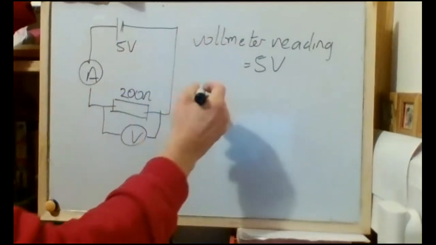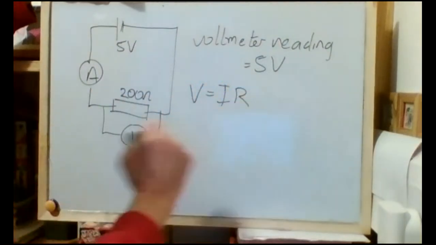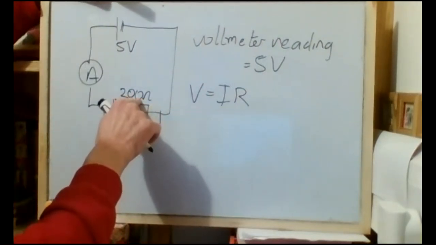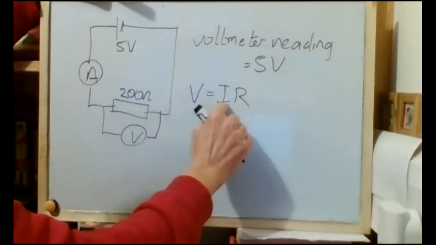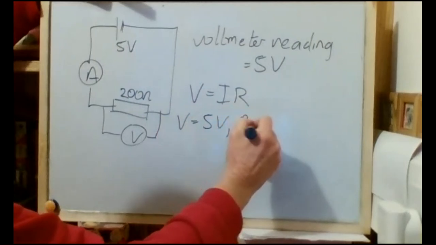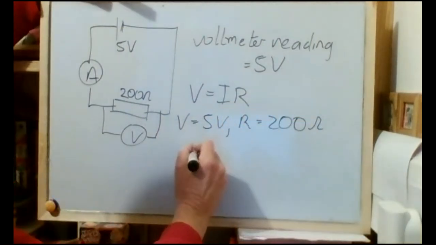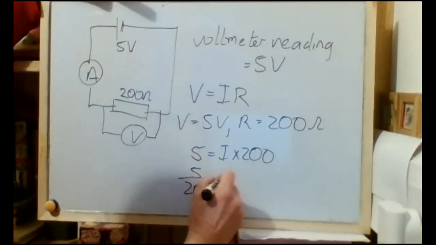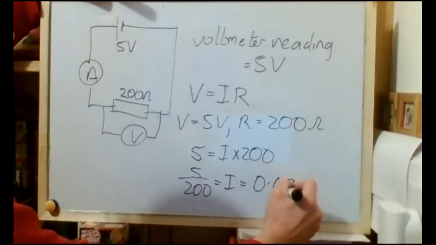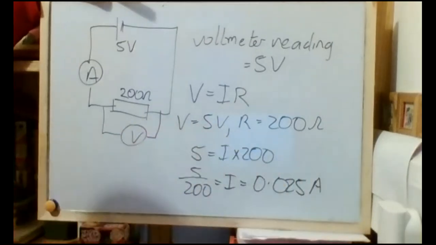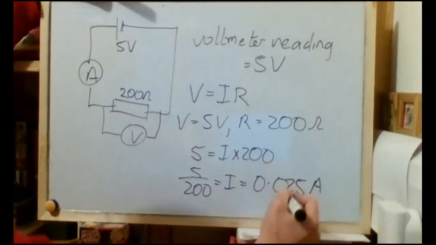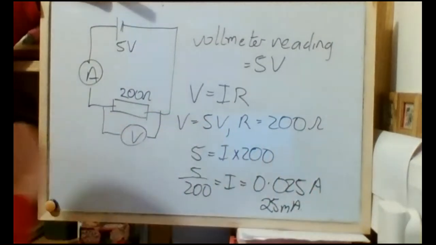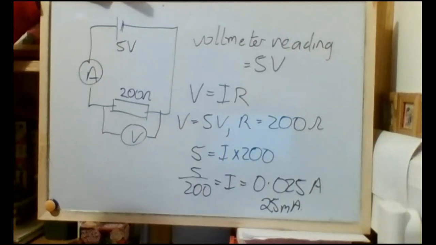Apply Ohm's law, our basic equation for electricity: V equals IR. For this resistor, we have 5 volts across it, so V is 5, and R is 200 ohms, so we can work out I. 5 equals I times 200, so 5 over 200 equals I, which equals 0.025 amps. You'll find that a lot of the currents we'll be measuring in the lab are small. Another way of writing that is 25 milliamps, 25 thousandths of an amp.